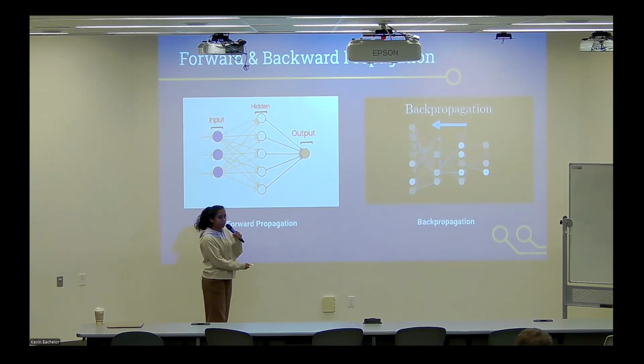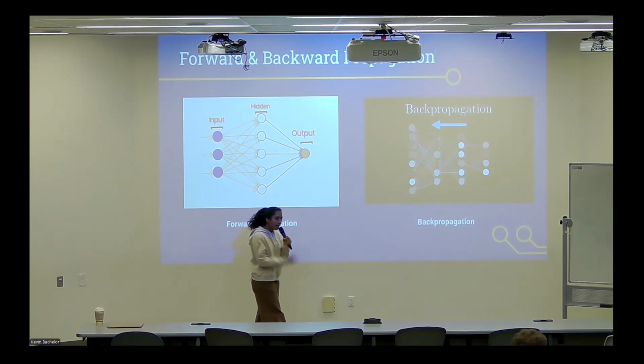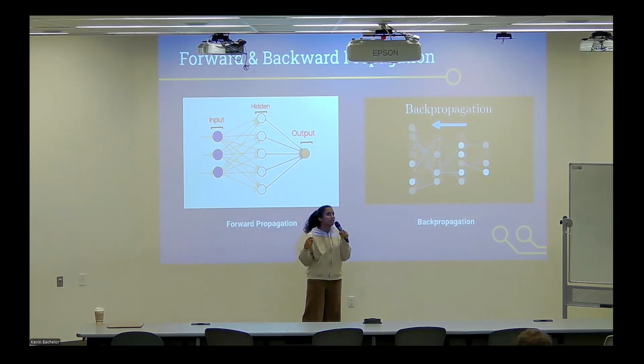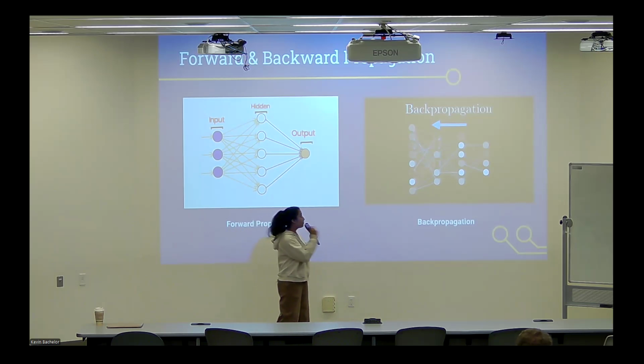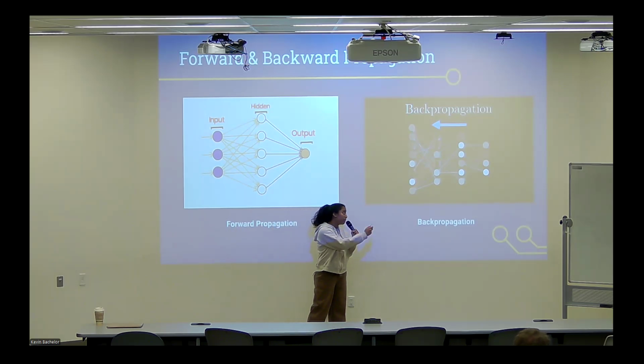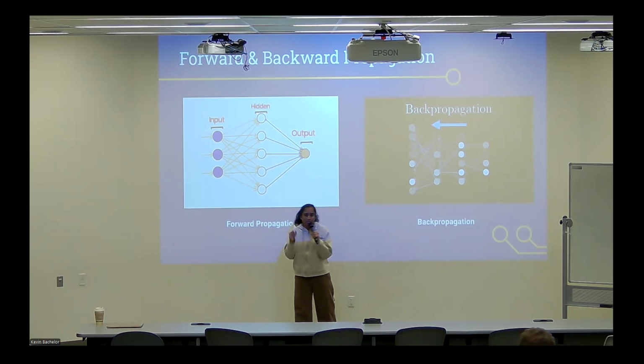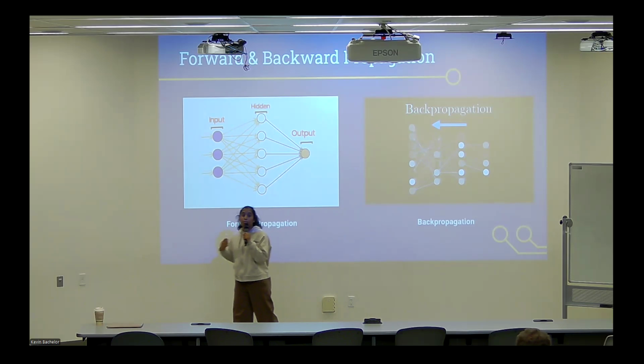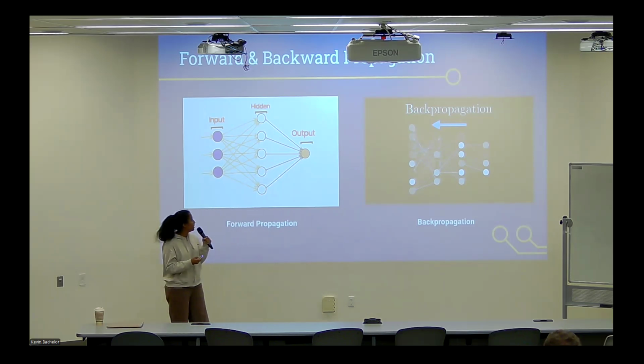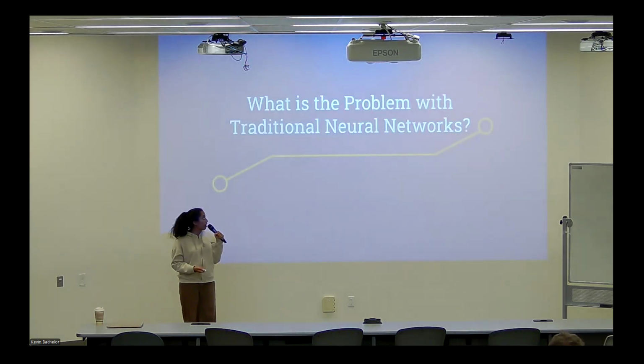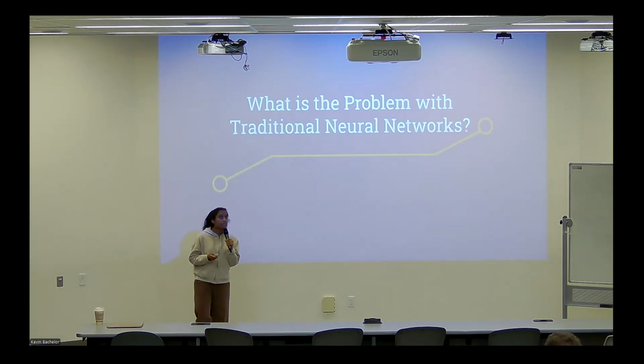But we also have backpropagation. So once we have some set of outputs, we ask, how do we fine tune the neural network to get the closest values to what we want, to get the highest accuracy predictions? So that's backpropagation, where we take the outputs, take the loss from the outputs, and we propagate it backward throughout the neural network, and we adjust the weights to get more accurate predictions. All right, so what is a problem with traditional neural networks?